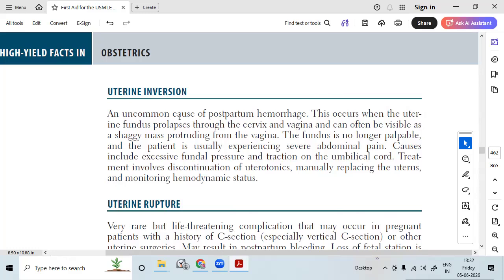Uterine inversion, an uncommon cause of postpartum hemorrhage. This occurs when the uterine fundus prolapses through the cervix and vagina and can often be visible as a shaggy mass protruding from the vagina. A shaggy mass protruding from the vagina is your uterine inversion. The fundus is no longer palpable and the patient is usually experiencing severe abdominal pain. Causes include excessive fundal pressure and traction on the umbilical cord. Treatment includes discontinuation of uterotonics, manually replacing the uterus, and monitoring hemodynamics.